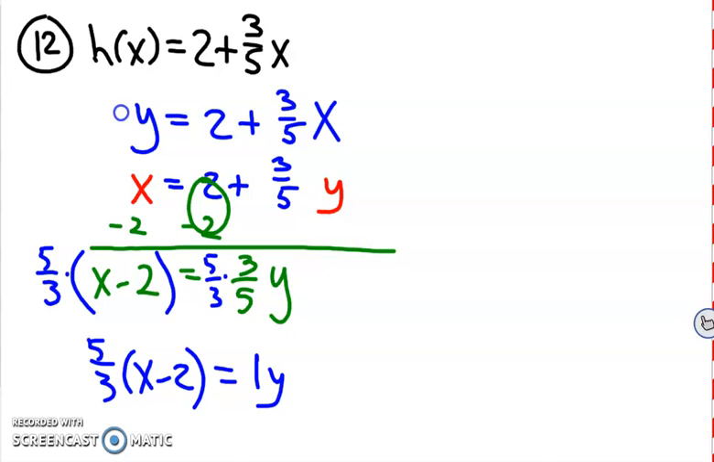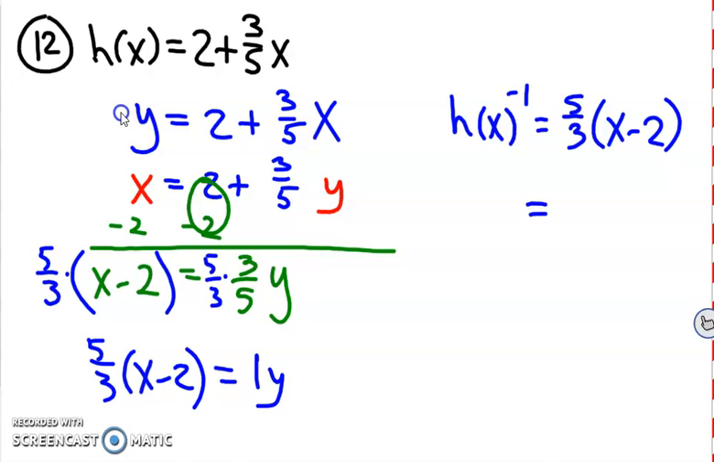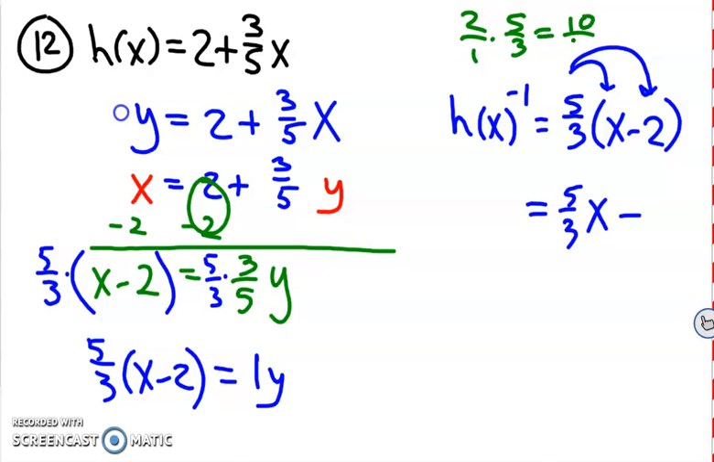So as an inverse, it would be the inverse of h of x is equal to 5/3 times x minus 2. If you went ahead and actually multiplied this together, you end up with 5/3 times x minus, and the 2 actually would become like 2 over 1. And so 2 over 1 times the 5/3 would be 10/3. So that would be the fraction.